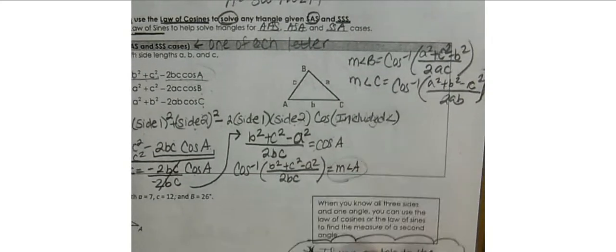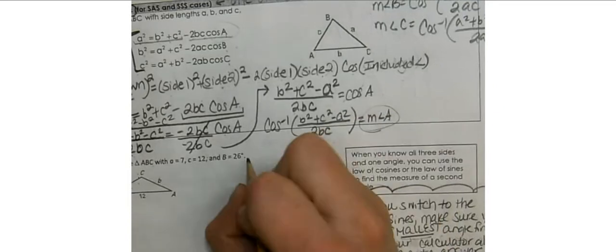So the shortcut, the thing that I want you guys to know and to study and to remember, is that what are we trying to find here? Well, we're trying to find our missing angle. So our unknown angle, whether it's A, B, or C, is going to be equal to the cosine inverse of our side that's given to us.